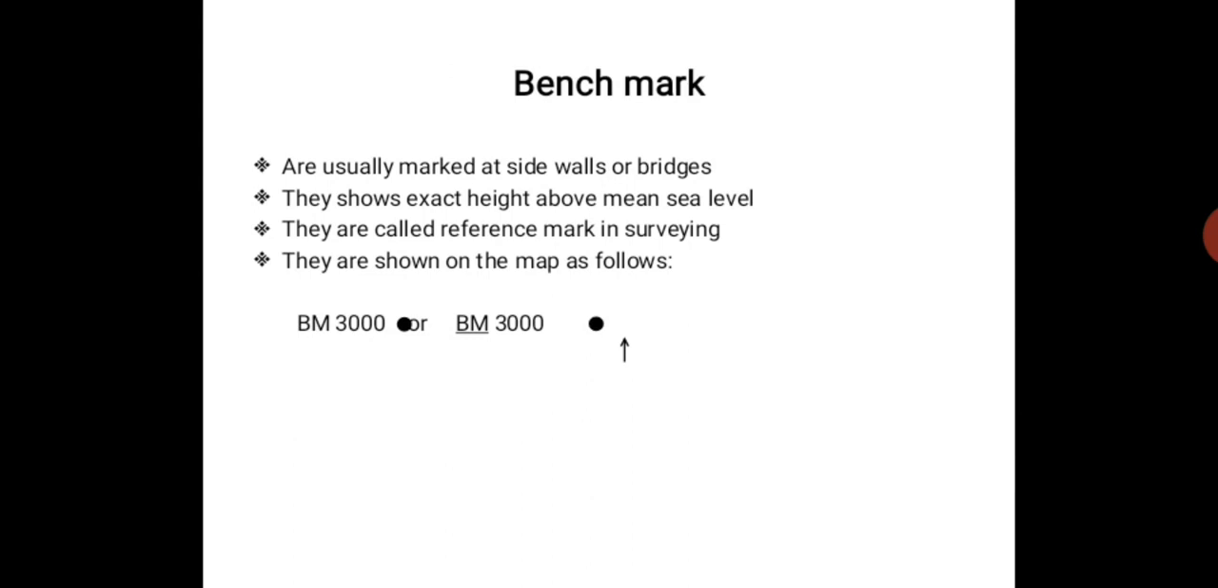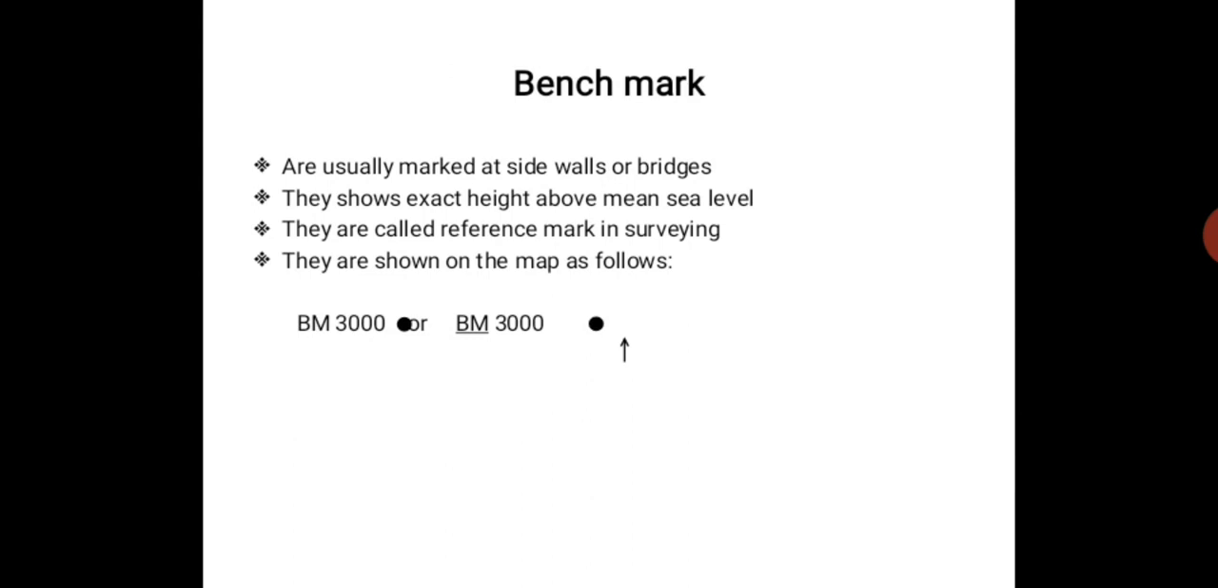It is used by cartographers, used on construction sites, to determine height. They show exact height above mean sea level. They are called reference marks in surveying. Reference marks in what? Surveying. They are shown on the map as follows.